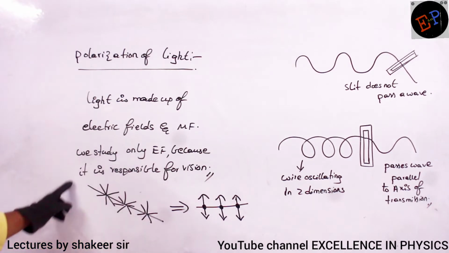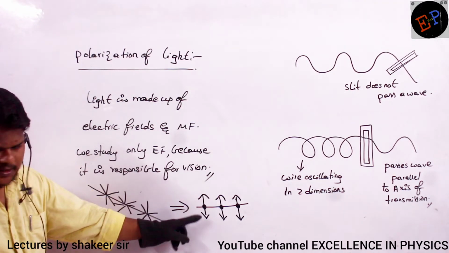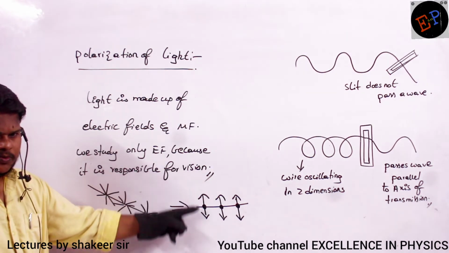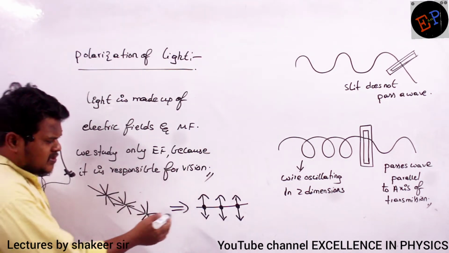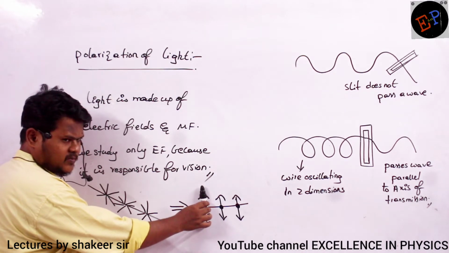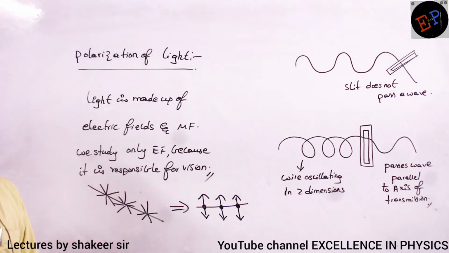So we are taking the vector sum of all these electric fields, and we are assuming electric fields are oscillating in this direction. Only one electric field in the plane of the board, one electric field perpendicular to the plane of the board. So dot represents this kind of field. This line represents this kind of field. Okay? We took just this, rather than taking all of these. Are you able to understand?